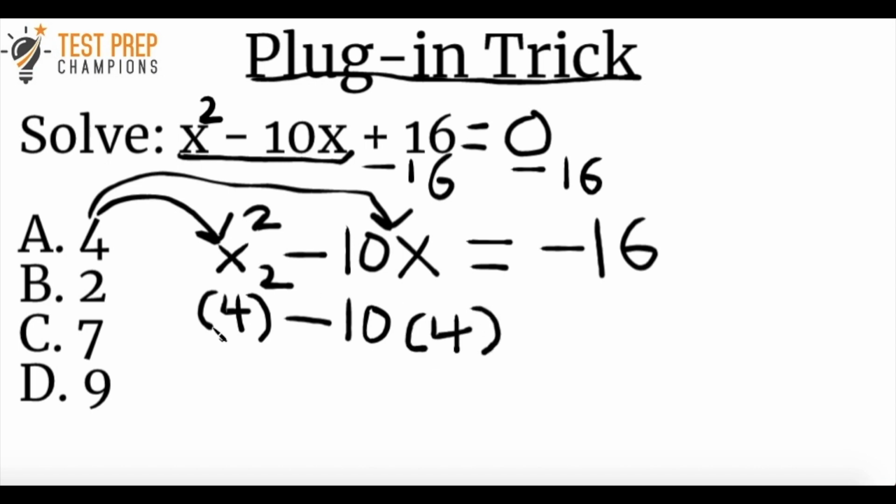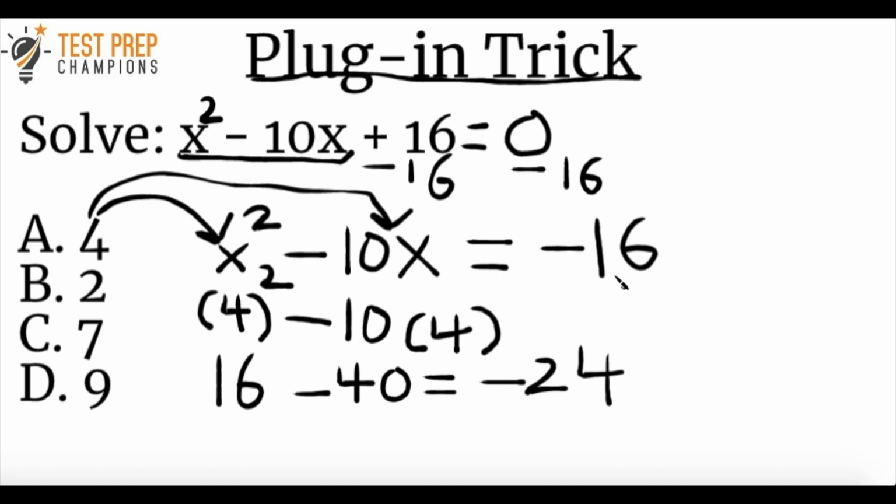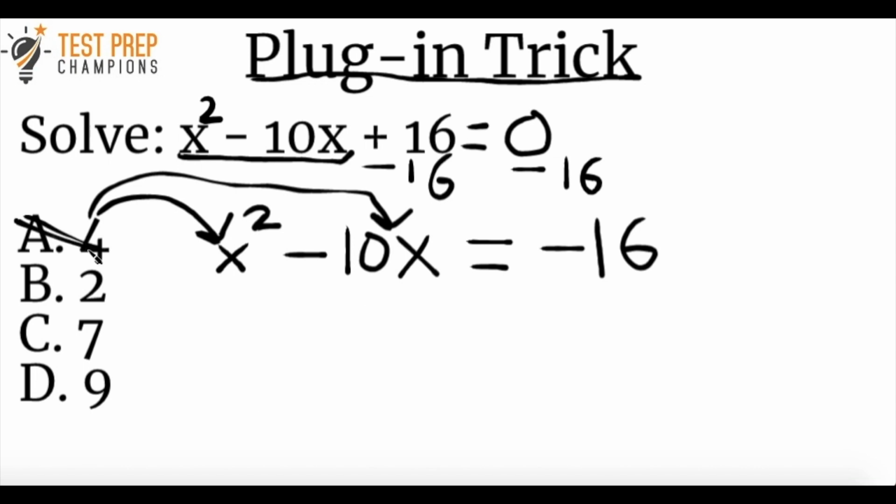Well, you would simply do this in your calculator. So 4 squared, and I'm going to rewrite it down here. 4 squared gives us 16, and we have 10 times 4, which is 40, so we'd have 16 minus 40. And again, just use that calculator really quickly, and you'll find out that the answer is negative 24. Now, we want to get negative 16, so we know that answer choice A is out. And now we're going to try 2.